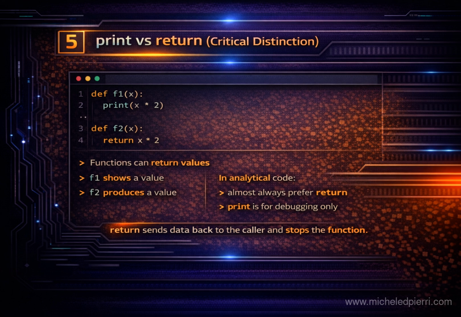This distinction is crucial. Printing a value is about visibility. Returning a value is about computation. When a function returns something, it becomes part of the program's logic and can be combined, stored, or passed forward. That's what makes functions useful in real programs. Looking at the two functions, they may seem similar, but they behave very differently. The first one only displays a result and then it's gone. The second one actually produces a value that the rest of the code can work with. That's why, outside of quick checks or debugging, returning is almost always the better choice.